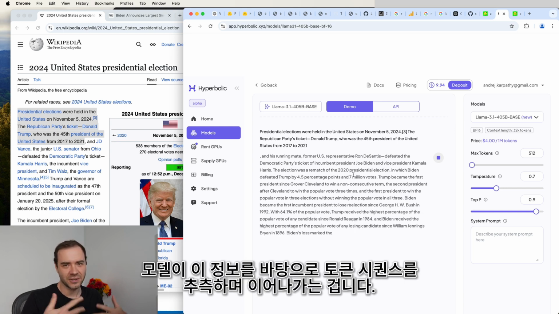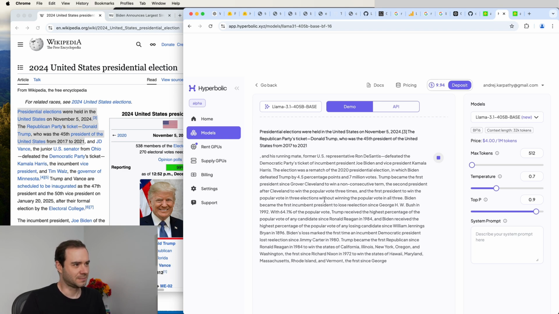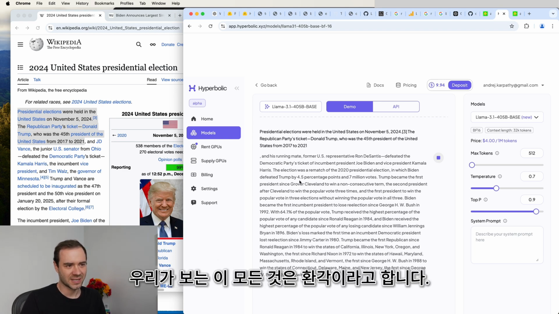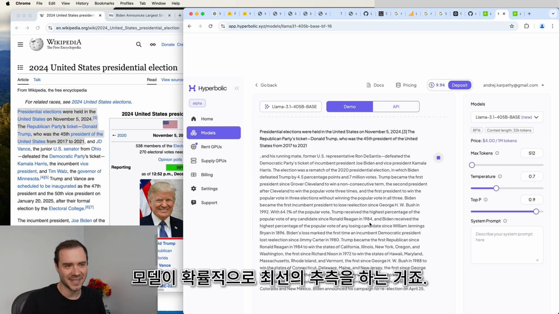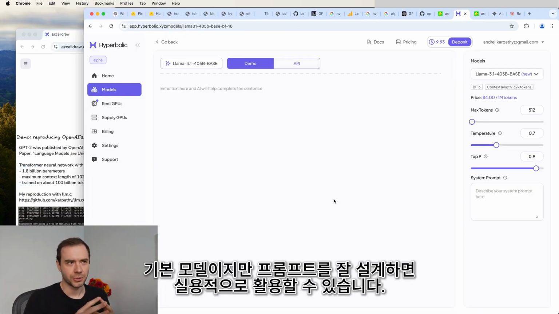So the model will take educated guesses, and it will continue the token sequence based on this knowledge. All of what we're seeing here is what's called a hallucination. The model is just taking its best guess in a probabilistic manner. The next thing I would like to show you is that even though this is a base model and not yet an assistant model, it can still be utilized in practical applications if you are clever with your prompt design.